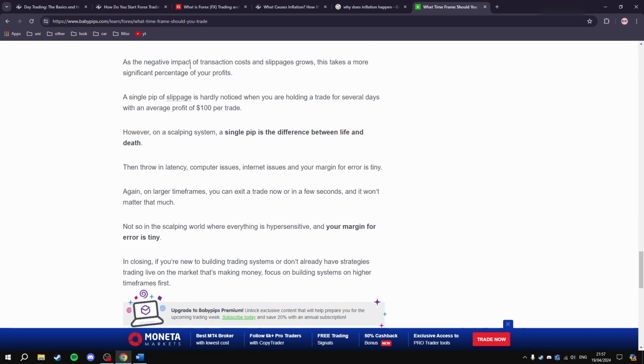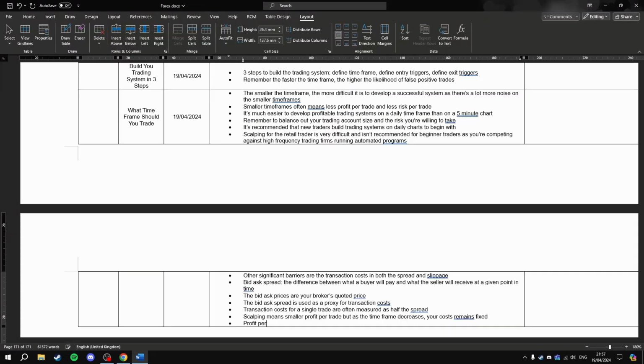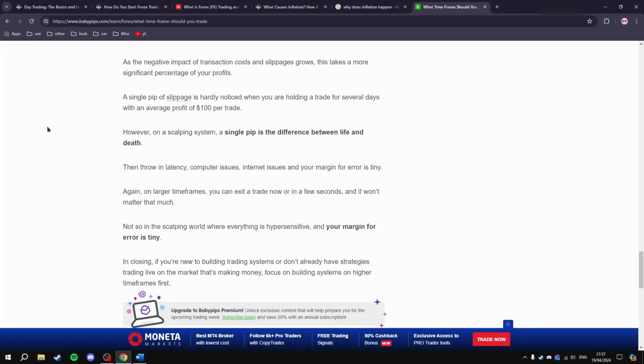As the negative impact of transaction costs and slippage grows, this takes a more significant percentage of your profits. Profit percentage from scalping is further decreased through increased transaction costs, which is the spread, the bid-ask spread, and slippage. This takes a more significant percentage of your profits.